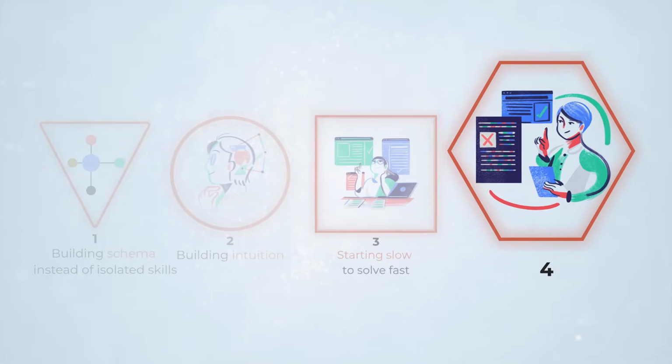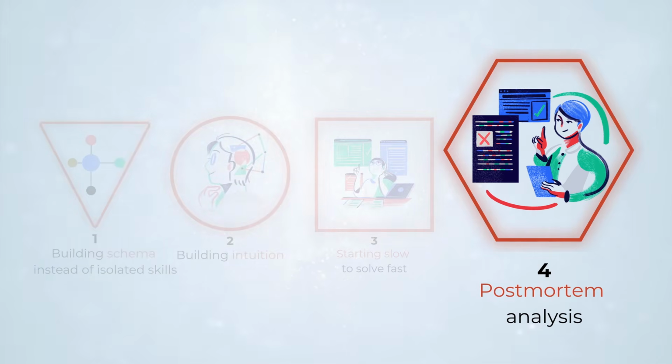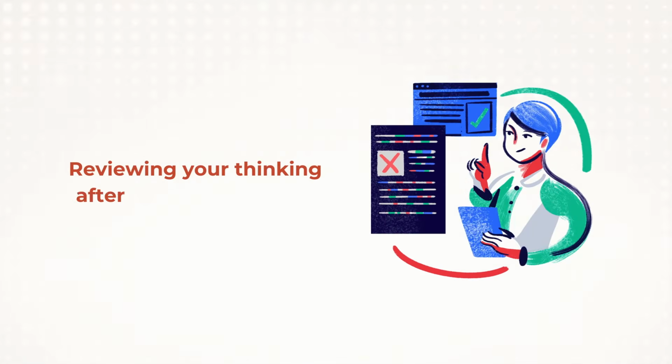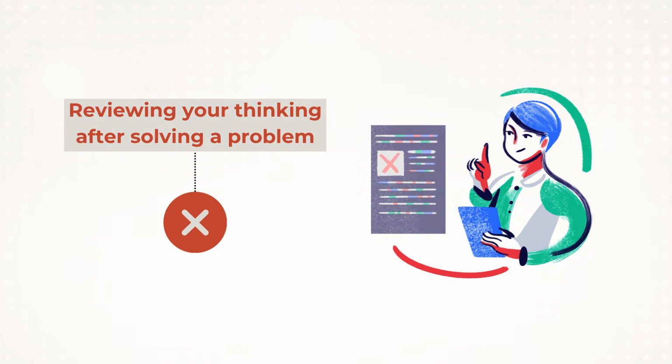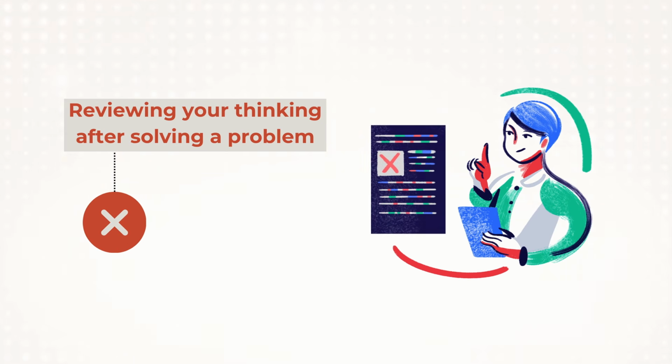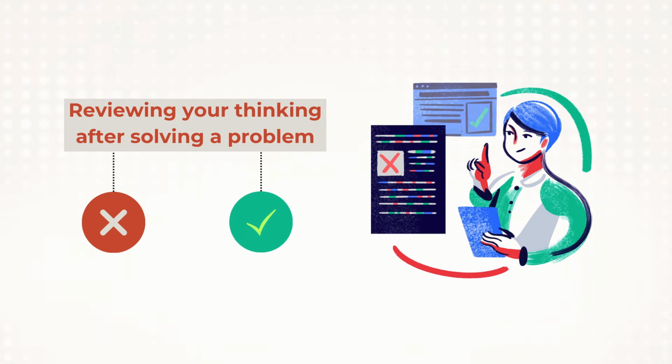The fourth strategy is post-mortem analysis. It means reviewing your thinking after solving a problem. Most students already do this when their answers are wrong. They look at the solution, understand the mistake, and practice the problem again. But post-mortem analysis is not only for wrong answers. Even if your answer is correct, you should still review your thinking.